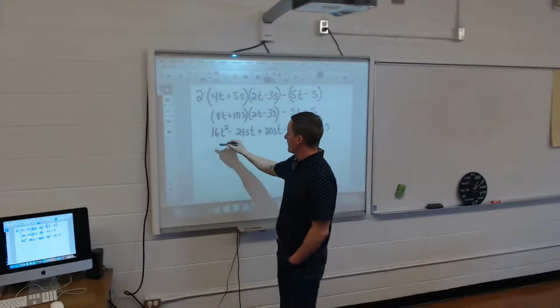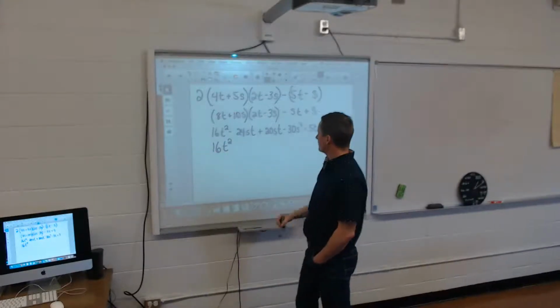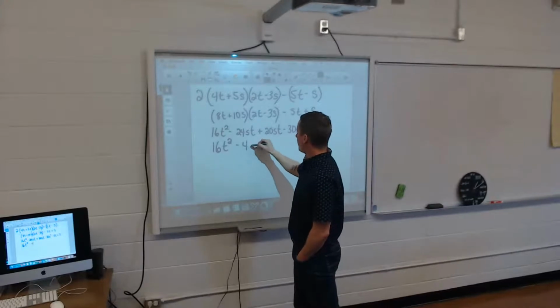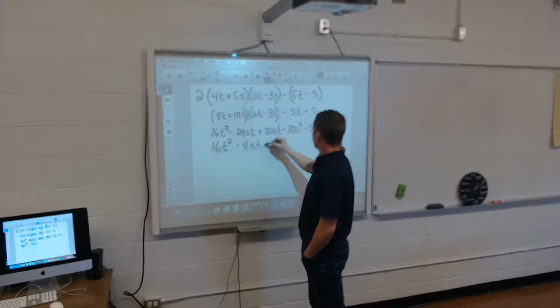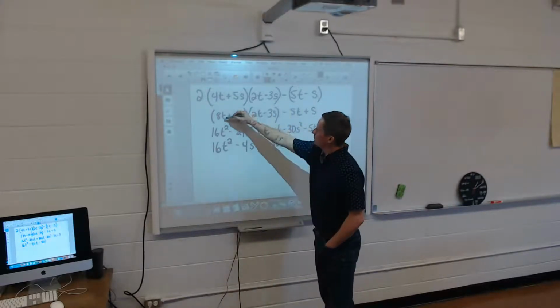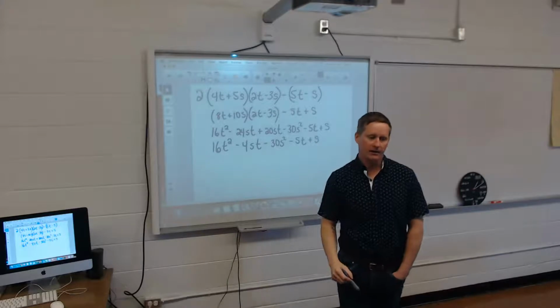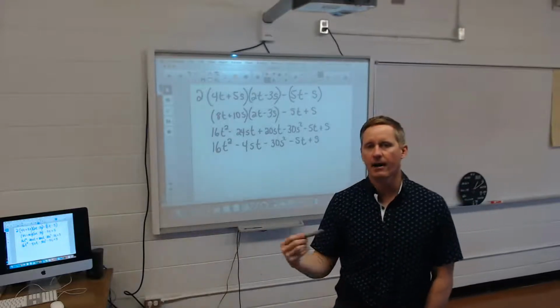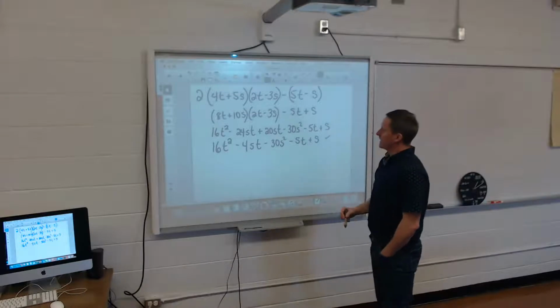Now I'll collect my like terms. 16t squared minus 4st minus 30s squared. So that is all of this FOILed, and then I have minus 5t plus s. That's the final answer. I can't combine any more than what I've done right here. This has to stay as is.